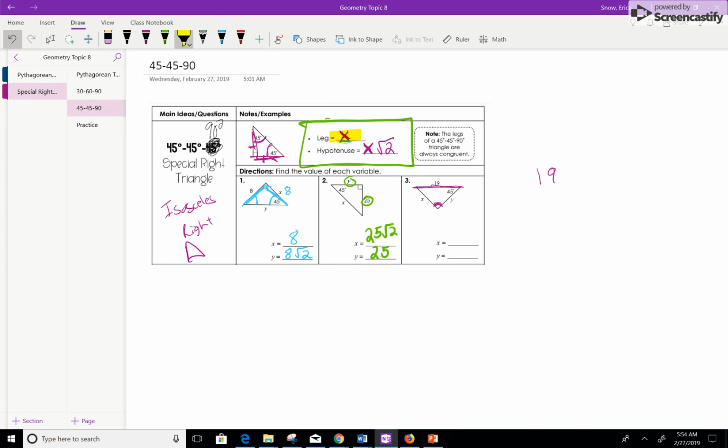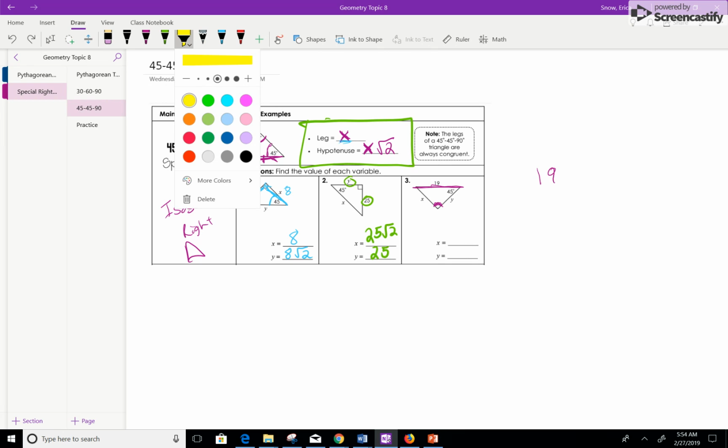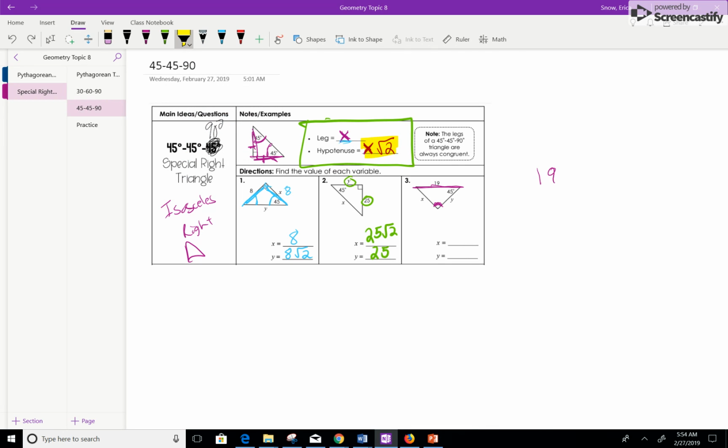So we need to set our hypotenuse equal to x root 2. So we're going to say this is going to equal x square root of 2 times the square root of 2. So I'm going to divide by square root of 2, and I get 19 over the square root of 2. Now, this would be fine, but you cannot leave square roots in the denominator. Like, that's just not right.